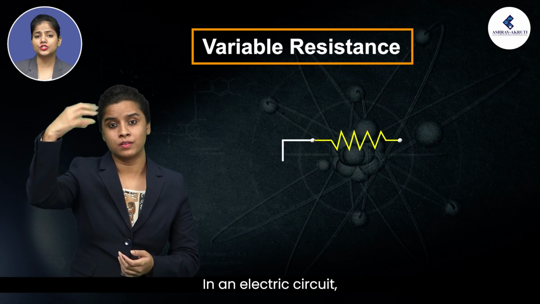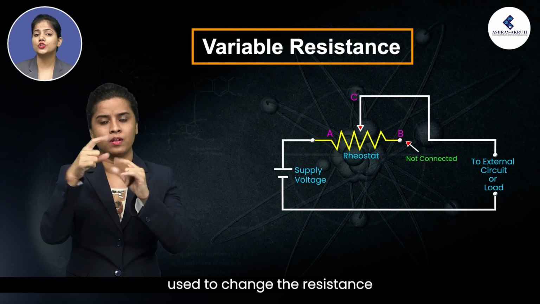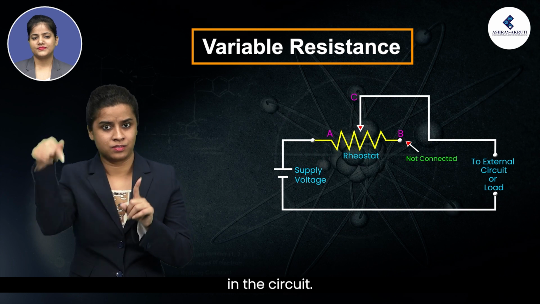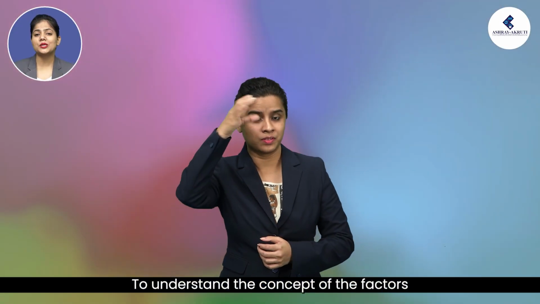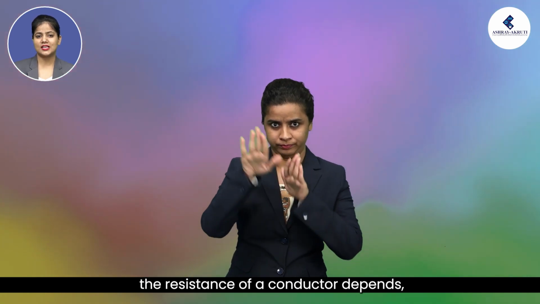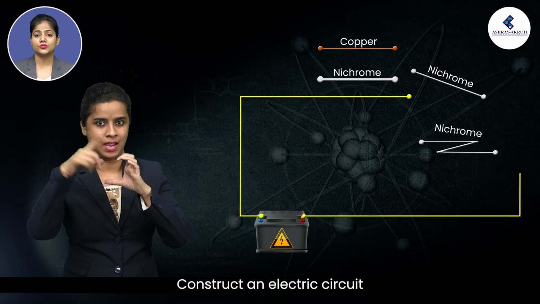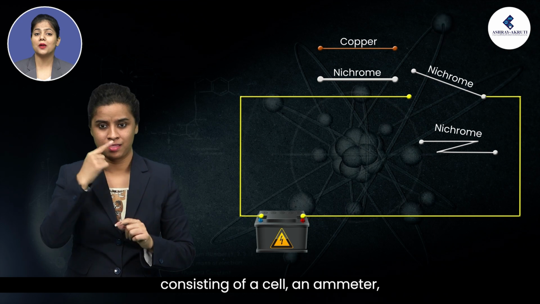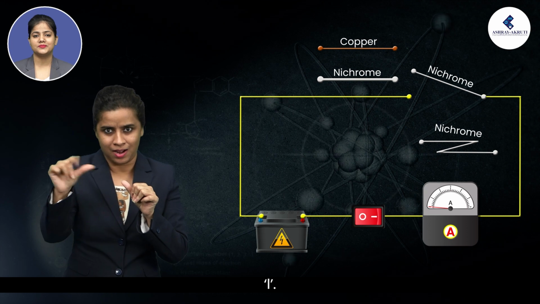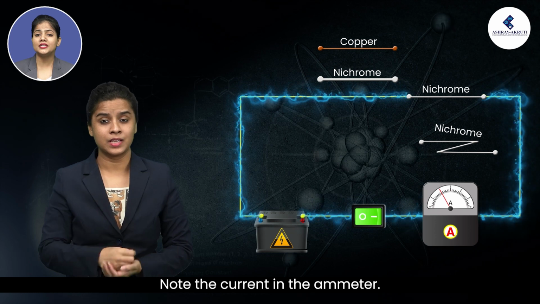In an electric circuit, a device called a rheostat is often used to change the resistance in the circuit. To understand the concept of the factors on which the resistance of a conductor depends, let us do an activity. Construct an electric circuit consisting of a cell, an ammeter, a key, and a nichrome wire of length L. Now plug the key. Note the current in the ammeter.